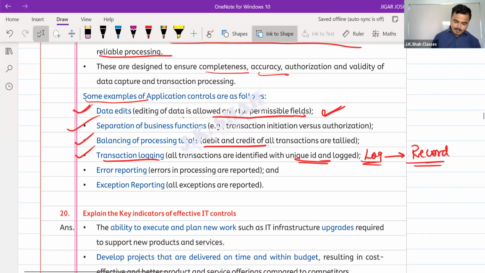And two most important points, my dear chartered, are error reporting and exception reporting. Cleared? If there is any error in the processing, it will also be reported. And if there is an exception in any record, then that will also be recorded immediately. Do you agree with me? All my dear chartered, say yes, with full energy, please. Everyone, say yes, sir.